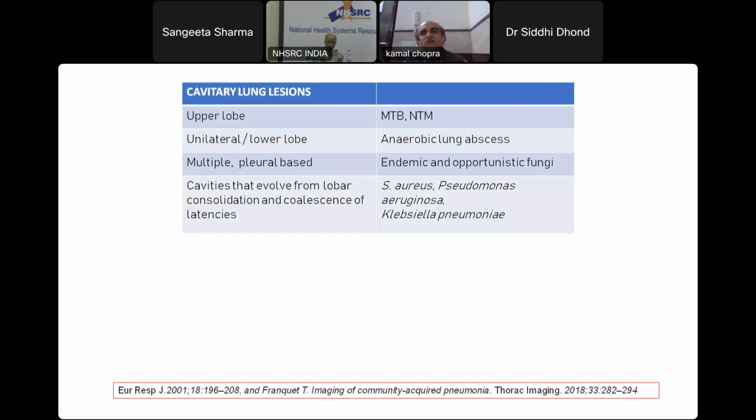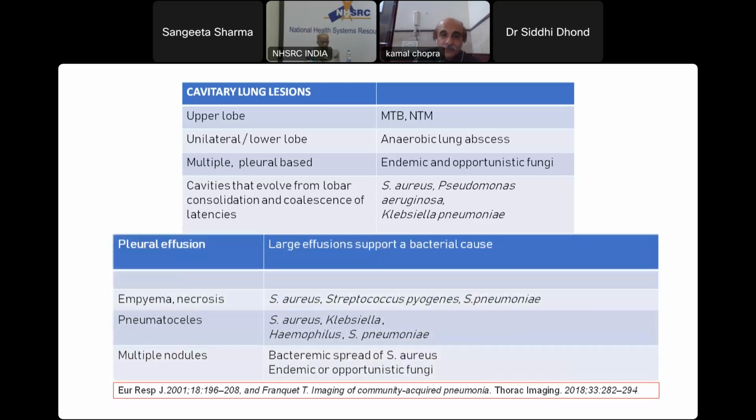Unilateral or lower lobe involvement shows anaerobic bacterial lung disease, because whenever there is an aspiration of gastric contents, it goes to the lower lung. Pleural based multiple shadows usually occur in opportunistic fungal infections. Cavities are common in Staph aureus and Pseudomonas. Pleural effusion is common in any bacterial infection, like severe forms of Staph aureus, Streptococcus pyogenes, or S. pneumoniae.